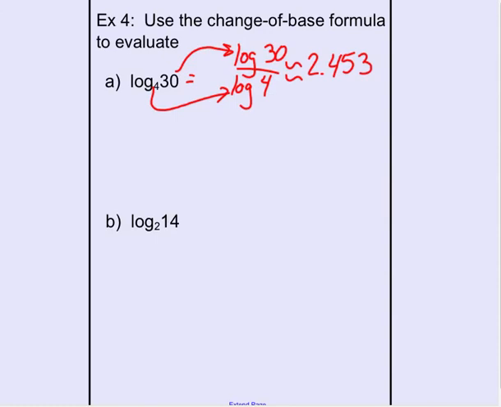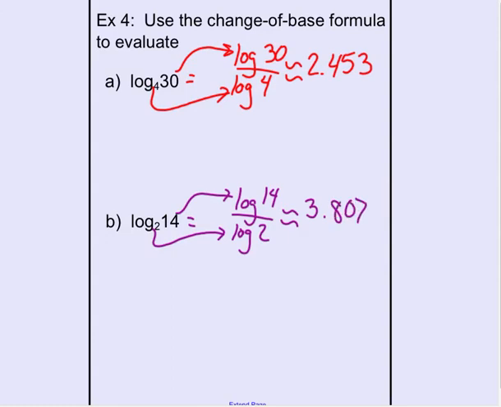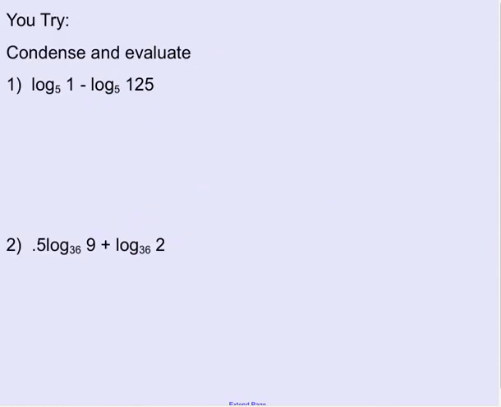And our next one, again, what you're taking the log of goes in the numerator. The base goes in the denominator. And then you do log of 14 divided by log of 2 on your calculator and get 3.807. Again, any calculator issues, we'll clear those up in class. And your U-try questions.